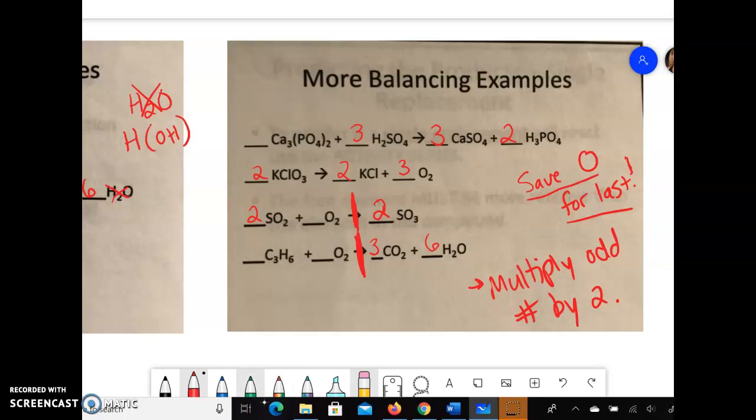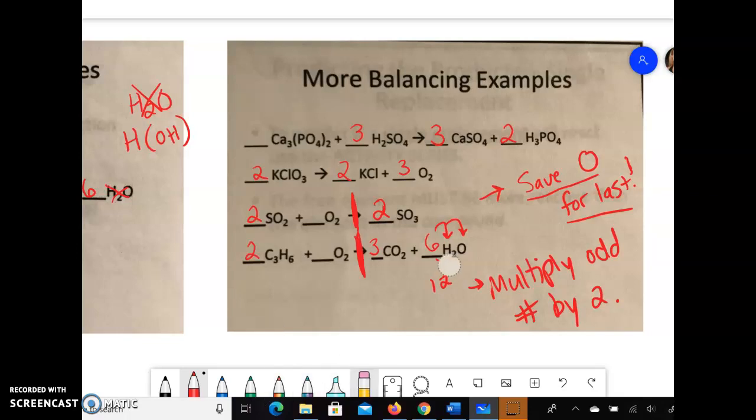And then the other rule is way up here. Keep following these rules and it will get you through this. The other rule is to save oxygen for last. So while it's tempting to try to go ahead and finish up oxygen, we just messed up hydrogen by putting a 6 there when we multiplied that 3 by 2 to make it even. So before we go to oxygen, we need to fix everything else. This 6 now changed hydrogen. So now we have 6 times 2 gives us 12 hydrogens over here. So we need to put a 2 on the left.